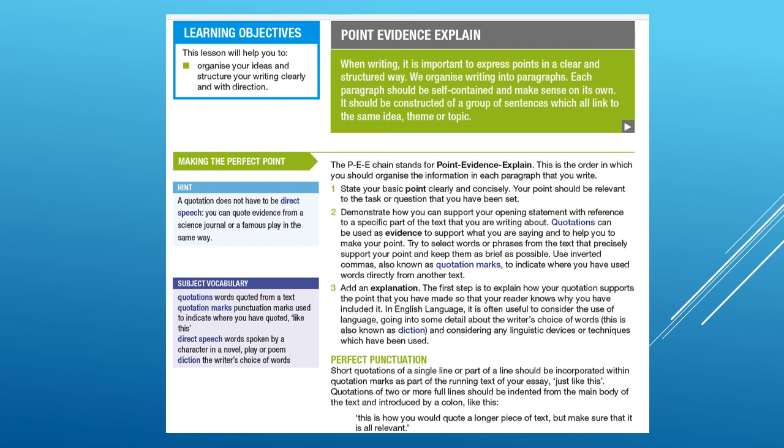You are opening inverted commas. This is how you would quote a longer piece of text, comma, but make sure that is all relevant, full stop, close inverted commas. You can have a bit longer quotation, but always make sure that only the relevant part is quoted, not the whole text.